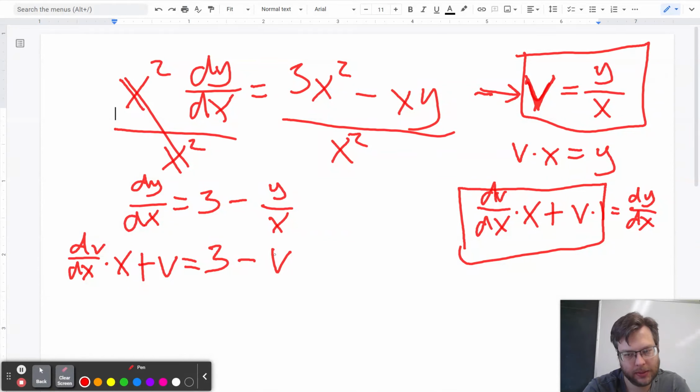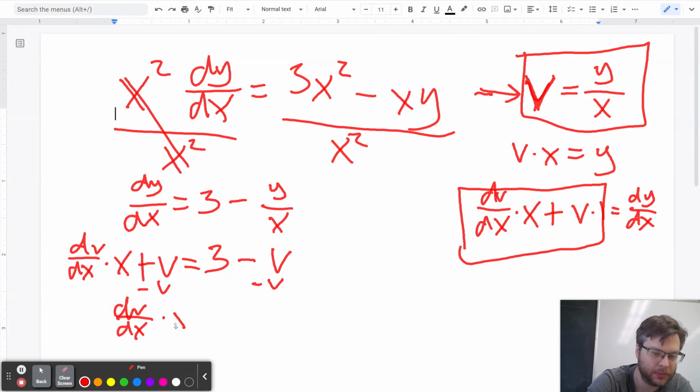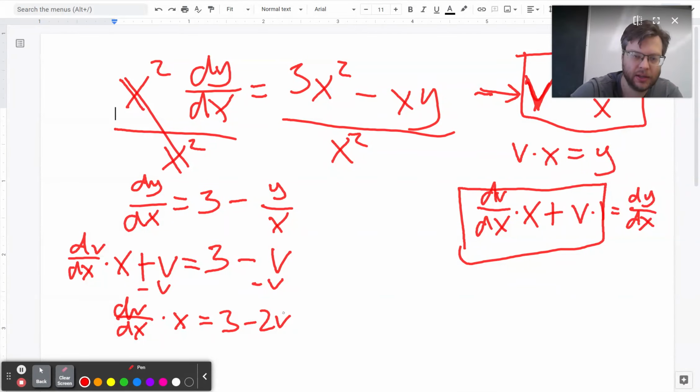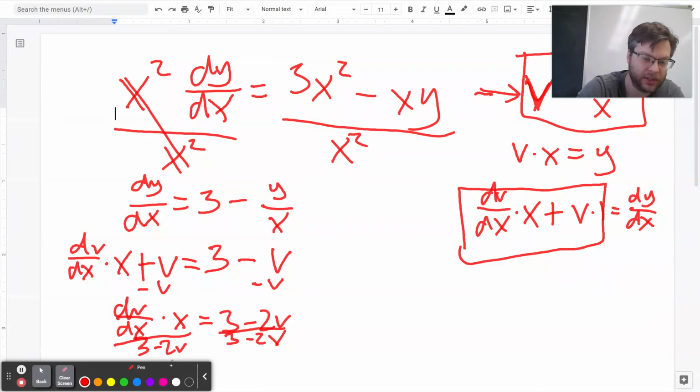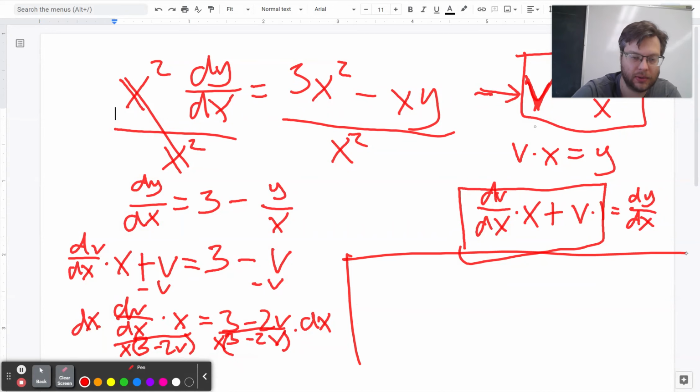Now, after you make the substitution, it becomes separable. So let's subtract v from both sides. So dv/dx times x equals 3 minus 2v. Let's get our v's on the left side and our x's on the right side. So I'm going to divide both sides by 3 minus 2v. I'm also going to divide both sides by x. And I'm going to multiply both sides by dx. So I'm doing three things in one. We'll get down here in this corner now.